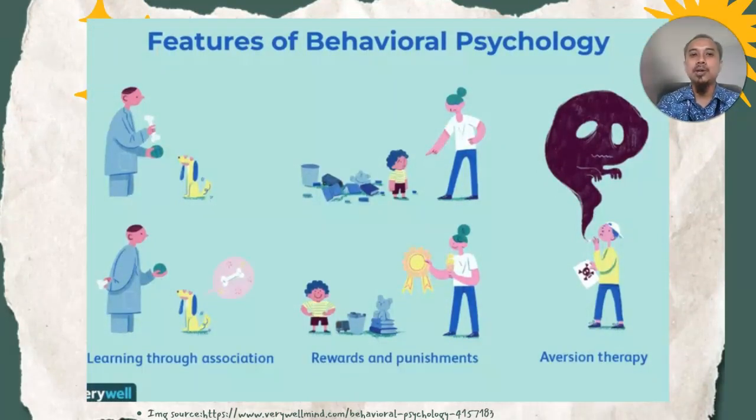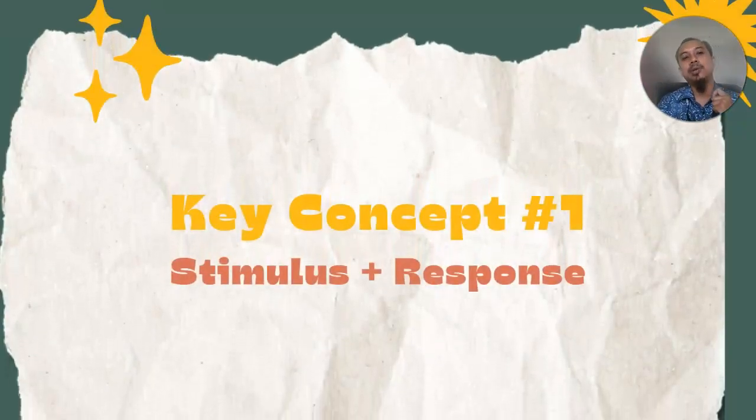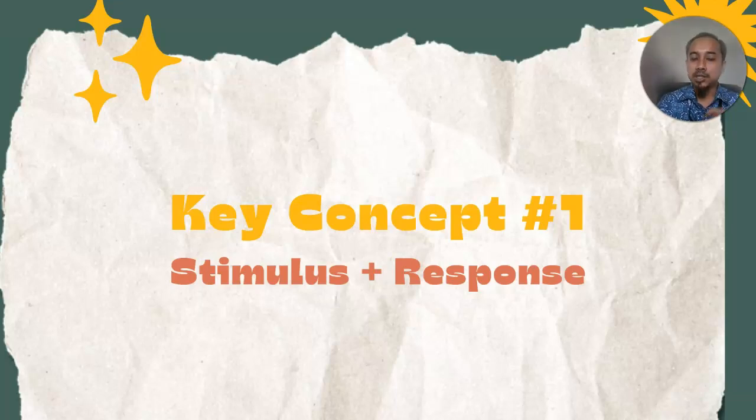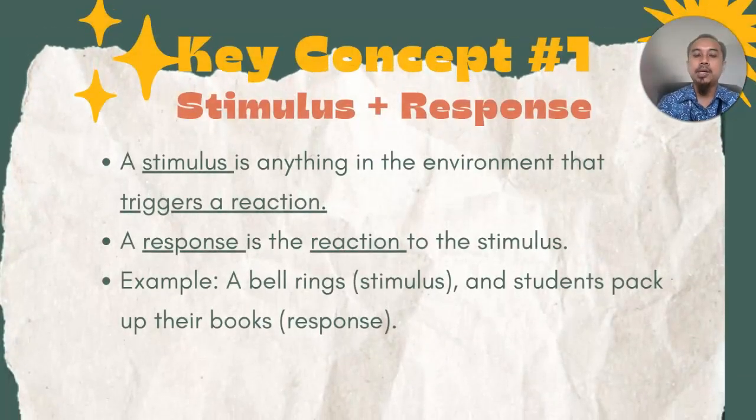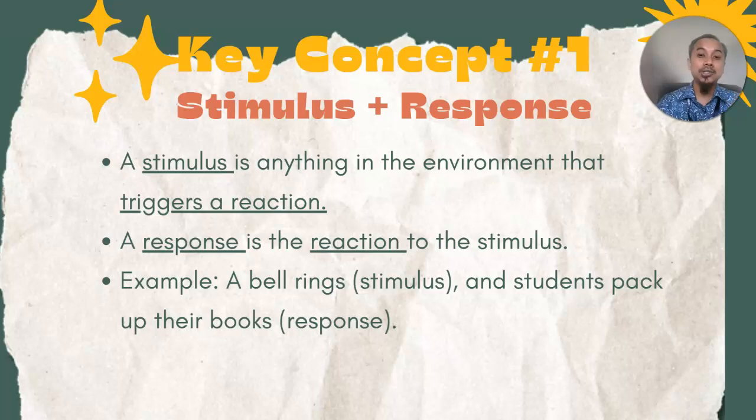Let's have a look at some key concepts when it comes to behaviorism. As you can see from the diagram here, we have some features. From the picture, we have the first set of pictures on the top left: learning through association, which we will see even deeper, and then rewards and punishments and aversion therapy. Key concept number one, a fundamental concept when it comes to behaviorism, is the presence of stimulus and the response, which is the result of the interaction with the stimulus. In behaviorism, a stimulus is anything in the environment that triggers a reaction, while a response is the reaction to the stimulus.